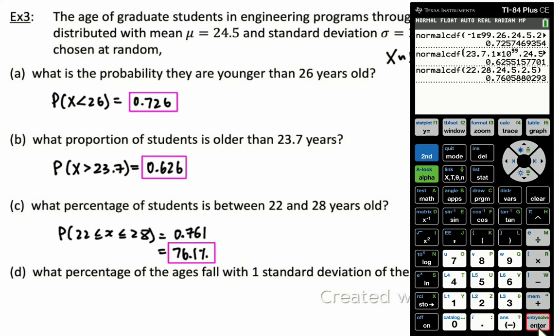Finally, part D, what percentage of the ages fall within 1 standard deviation of the mean? I can use the empirical rule here, and I know that the answer is going to be 68%. Or you could be more precise and actually look for that probability and use your GDC to calculate it. Okay, but this is fine.